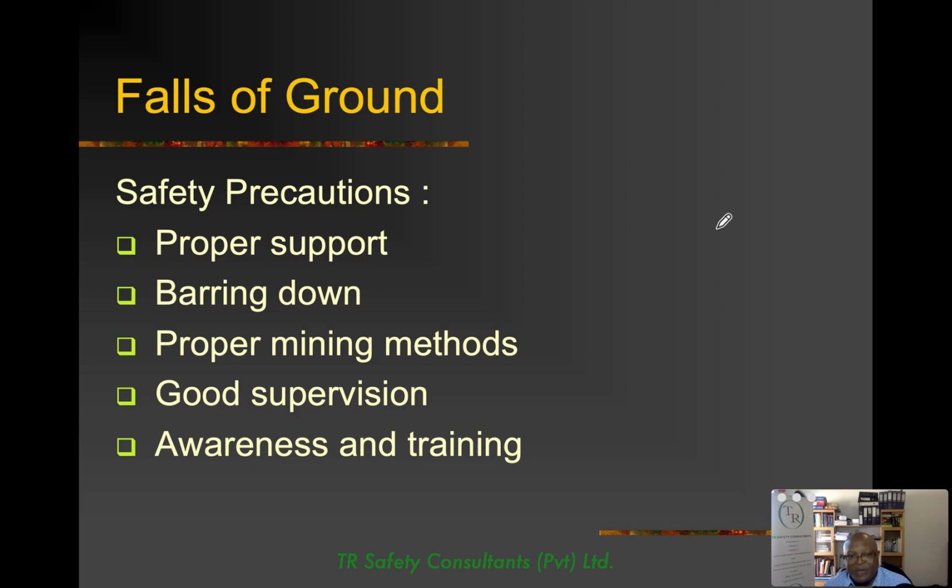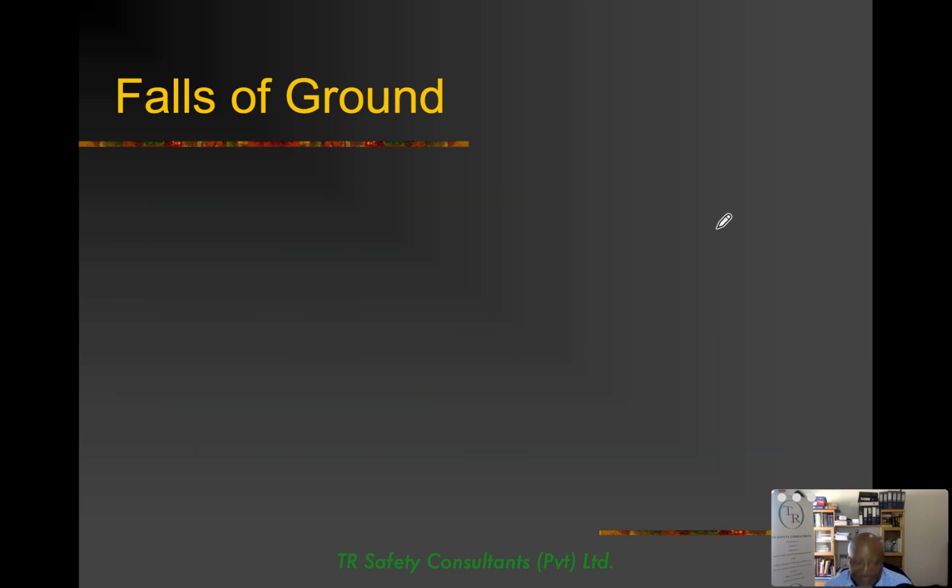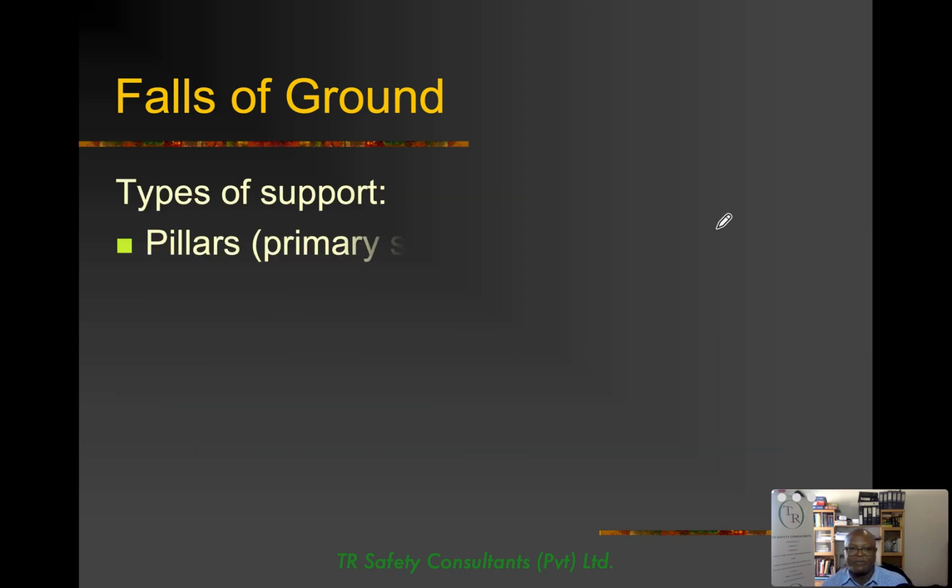That's what we are talking about here. Now, in terms of fall of ground, they use different types of supports in the coal mines. Pillar support, which is primary support. Remember, when they cut out the pillars, they're leaving the pillars in place.